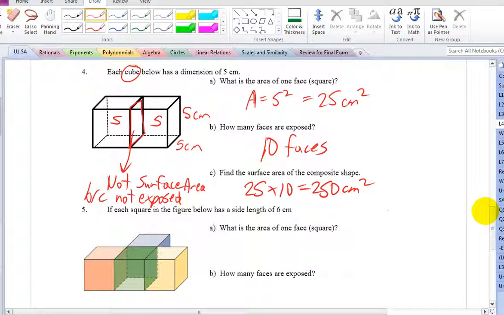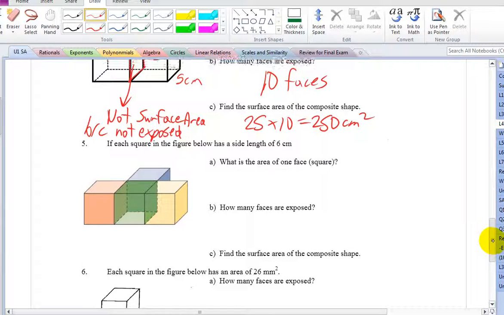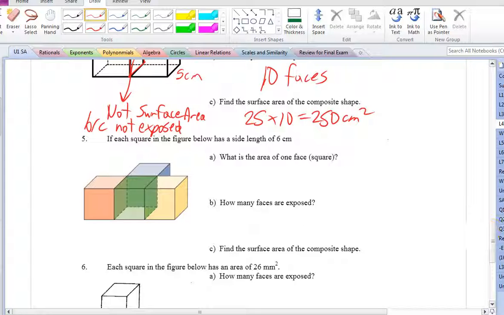Questions? Try next one. Go. Okay, so area of one face, 6 squared equals 36 centimeters squared. How many are exposed on this outside cube? Yep. How many on this outside cube? 5. How many on the other side? Outside cube? 5. How many on the middle? 3. How many on the back side? Okay, so 5, 5, 5, 18 altogether.